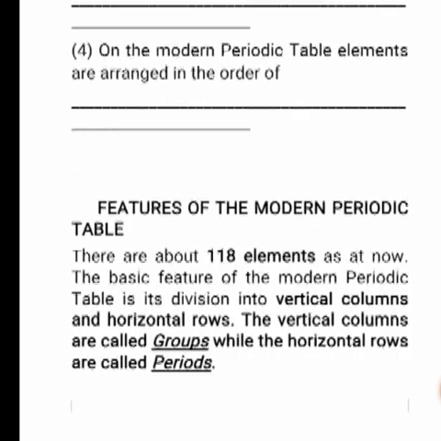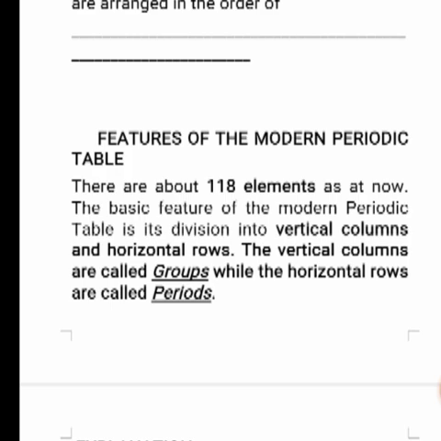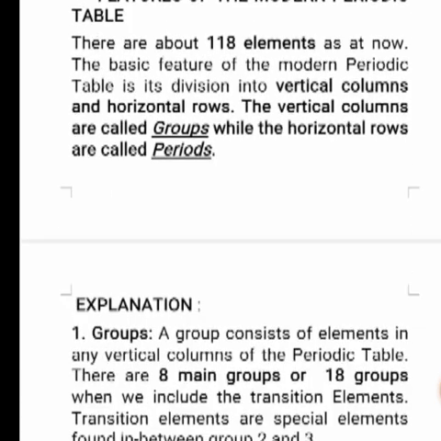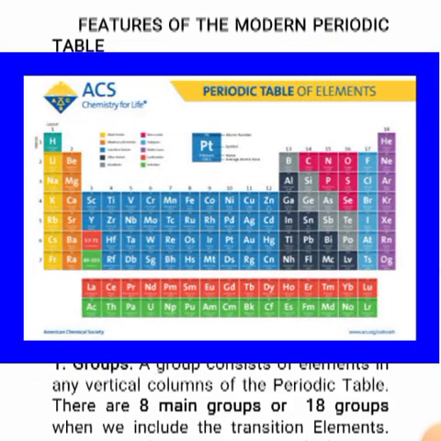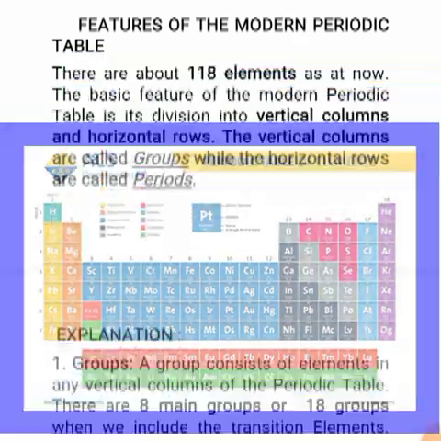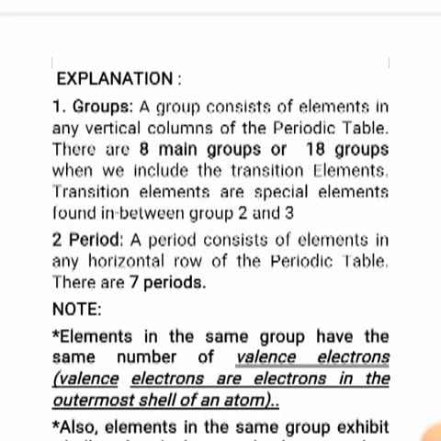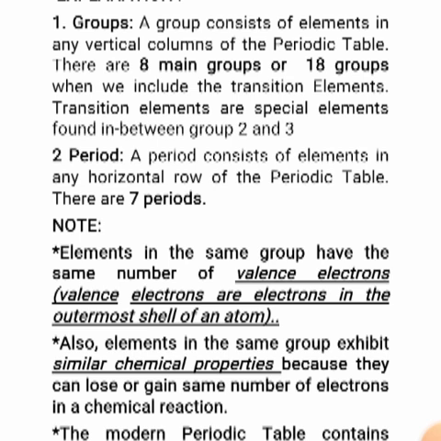Now let's see the features of the modern periodic table. There are about 118 elements as at now. The basic feature of the modern periodic table is its division into vertical columns and horizontal rows. The vertical columns are called groups, while the horizontal rows are called periods. Groups: a group consists of elements in any vertical column of the periodic table. There are 8 main groups, or 18 groups when we include the transition elements. Transition elements are special elements found in between group 2 and 3.